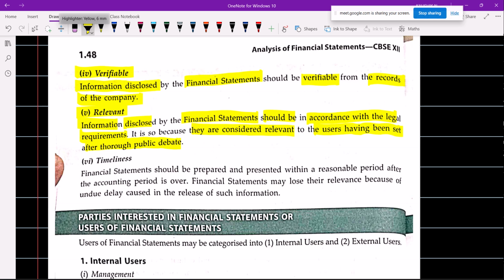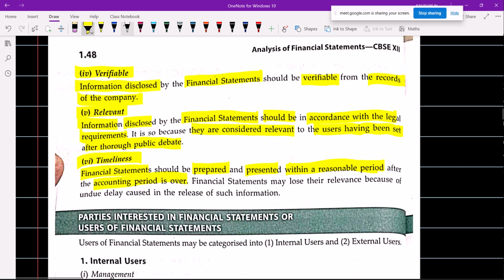The last point is all about timelines. The financial statement which has been prepared has to be presented within a reasonable period. You will prepare the financial statement and present it within a reasonable time period after the accounting period is over.